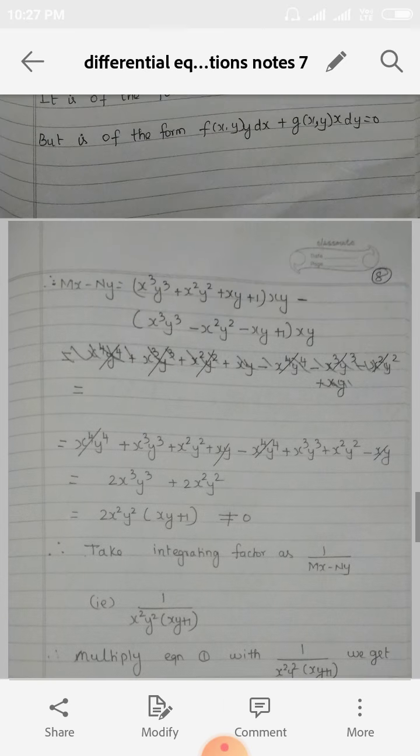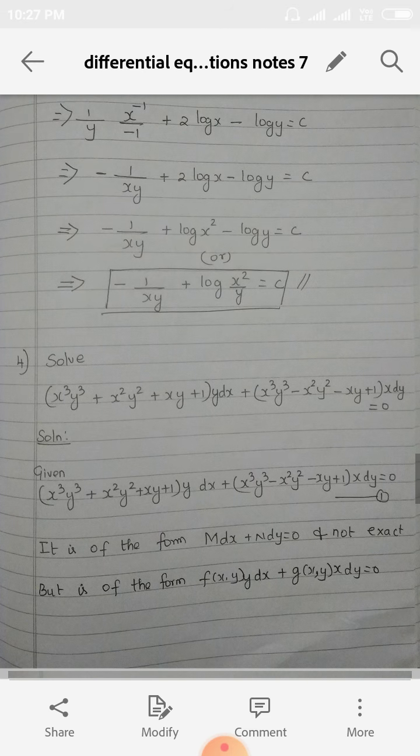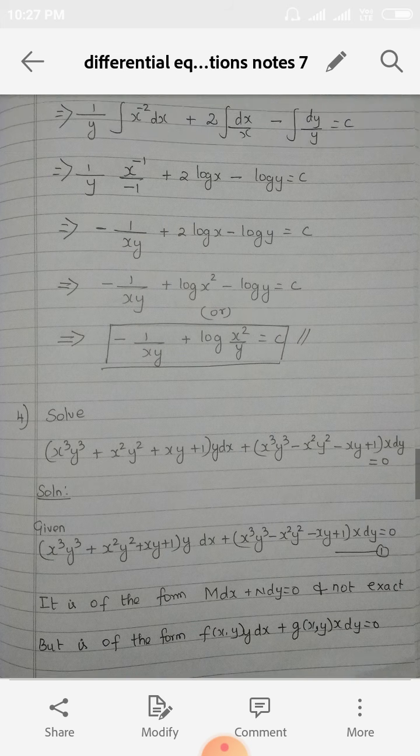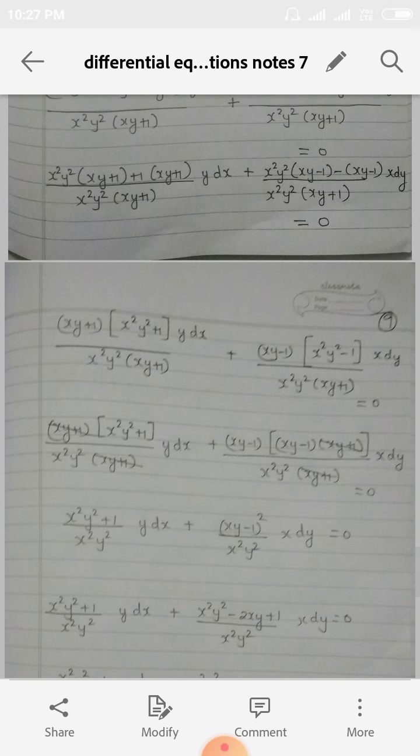Study the notes, first Note 1 and Note 2. What is Note 1? The given function is not exact, but it is homogeneous, which means the integrating factor can be found using Mx + Ny, and the integrating factor is 1/(Mx + Ny). Suppose the function is not exact, but it is of the form f(x,y)·y dx + g(x,y)·x dy, then the integrating factor is found using Mx − Ny, that is 1/(Mx − Ny). That is the procedure.